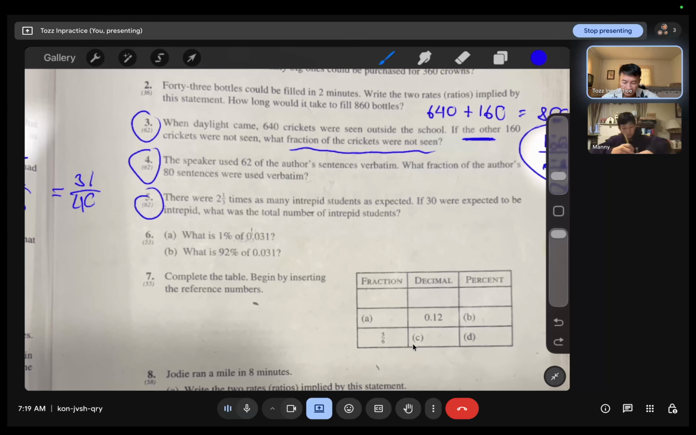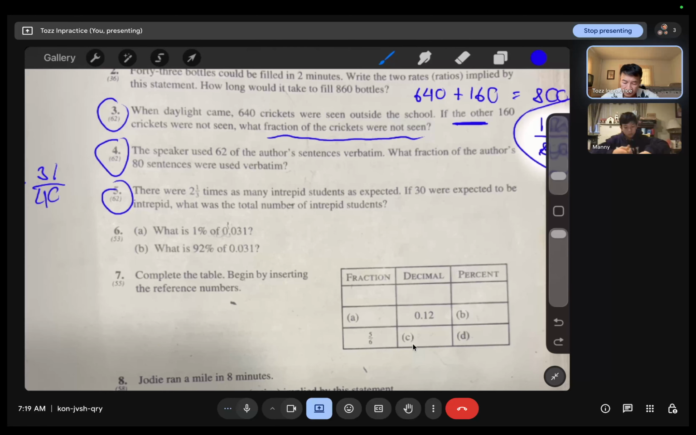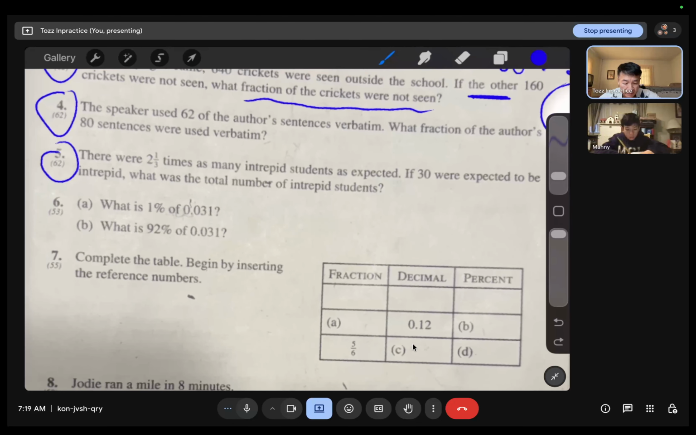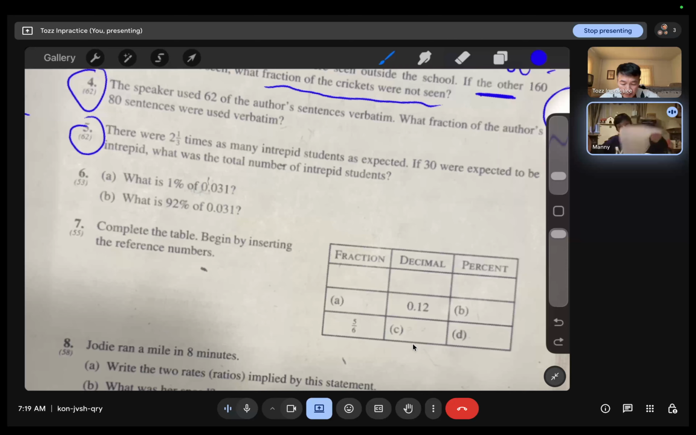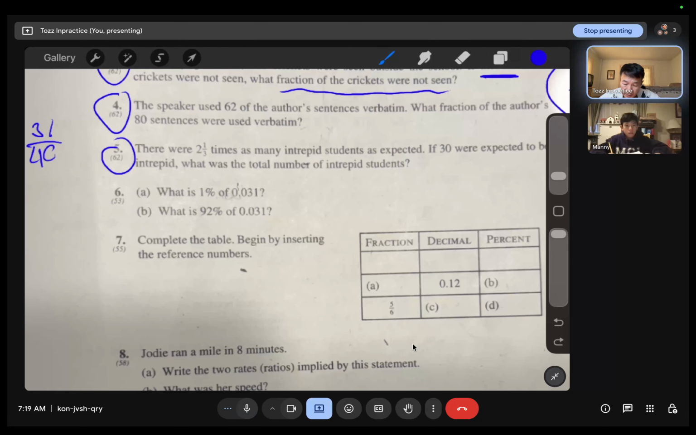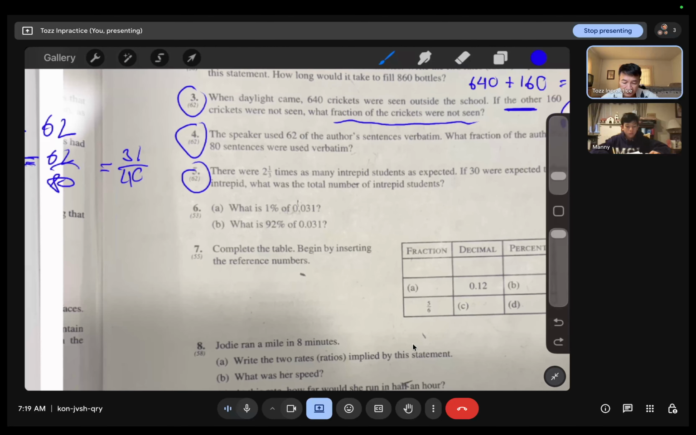Okay, what about 5? There were 2 and 1/3 times as many intrepid students as expected. If 30 were expected to be intrepid, what was the total of the intrepid students? Okay, this one literally is an equation. So I see why your teacher wants the things to be set up as an equation. Okay, tell me, how would you do it for 5?